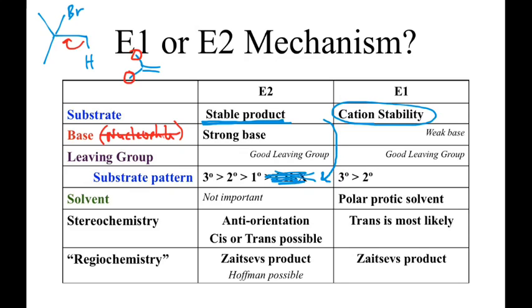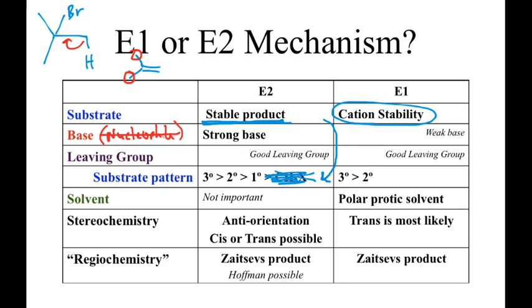Just like with our substitution reactions, you need a good leaving group. Nothing's really different there. We just talked about the substrate patterns for both the E1 and the E2. We're favoring tertiary and secondary. The E2 we can force in a primary situation, but it's fairly rare.